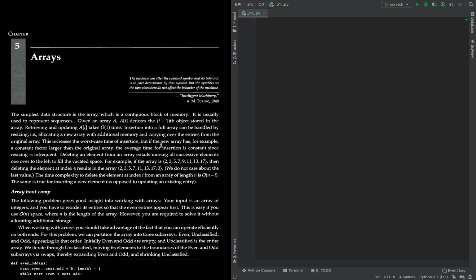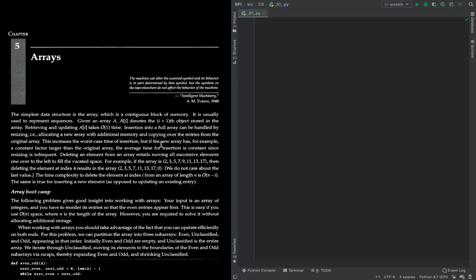Insertion into a full array can be handled by resizing, allocating a new array with additional memory and copying over the entries from the original array. This increases the worst case time of insertion, but if the new array is, for example, a constant factor larger than the original array, the average time for insertion is constant since resizing is infrequent.